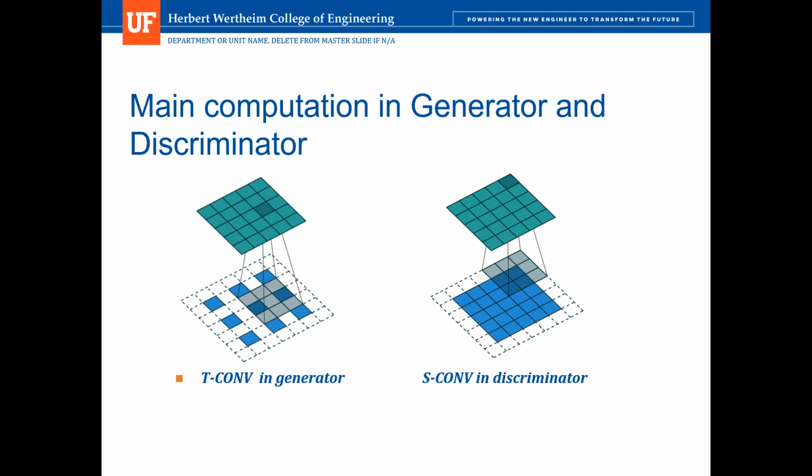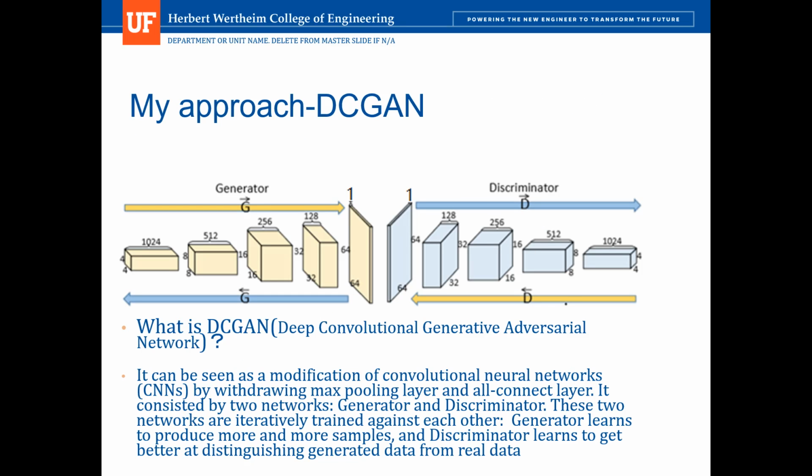And for the discriminator, the main operation is strided convolution. It makes our feature map become smaller and smaller. For example, originally it is an image-size feature map, 64 by 64, and finally it becomes 4x4. After that, the discriminator has a linear layer which generates our linear output, which is the judgment of our discriminator.